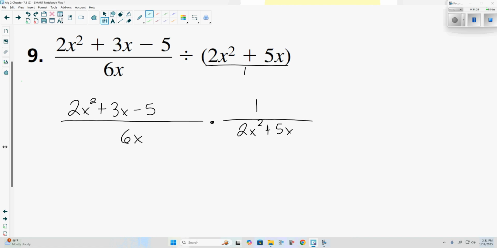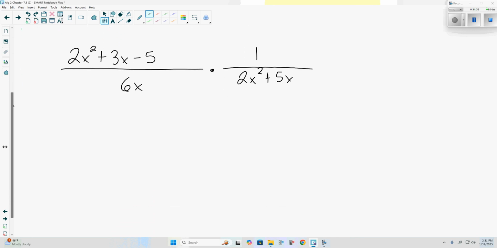All right, guys, last one we're doing here. Keep, change, flip. 6x is going to stay the same. 1 is going to stay the same. They're simplified. Greatest common factor between 2x squared and 5x is, well, x.